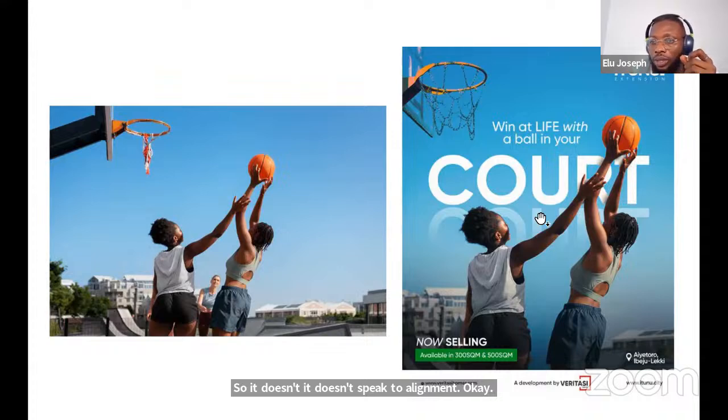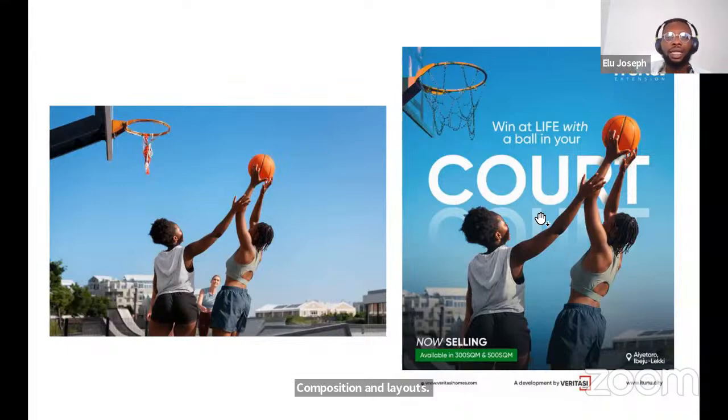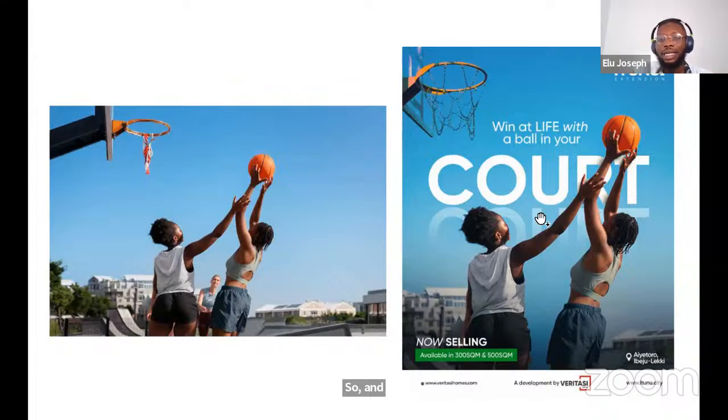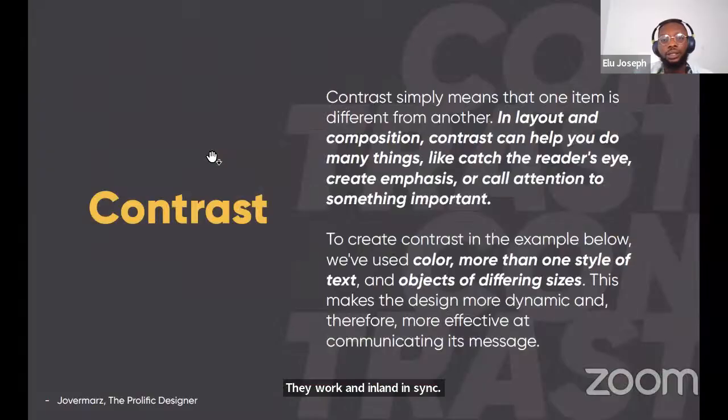Olayemi asked about the difference between composition and layout. Like I said, layout and composition are not different. They work hand in hand, in sync. They are together because, see what I said.